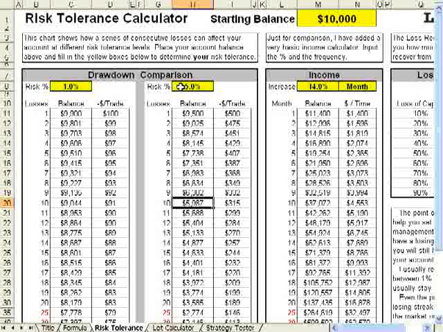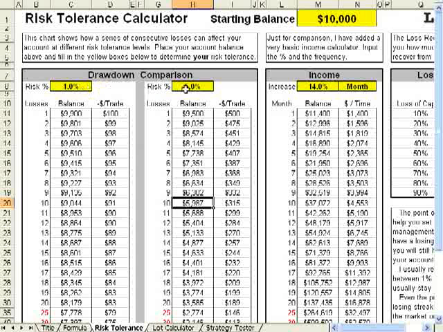Now, obviously, if you are risking more, then you're hoping to gain more on the wins, and that's where greed will come in and try to get you to increase the number of lots you trade to get you to win more.